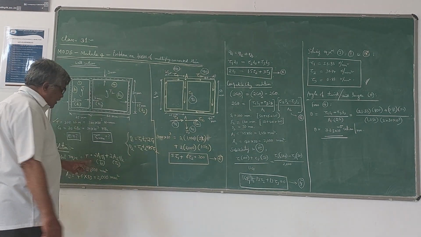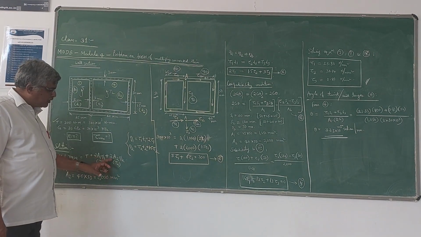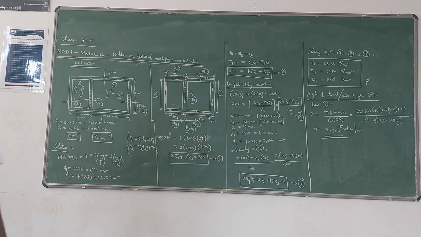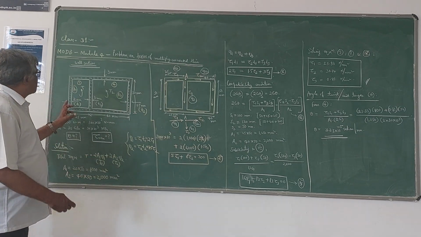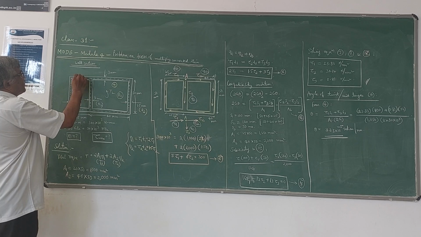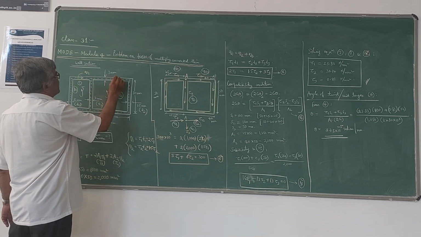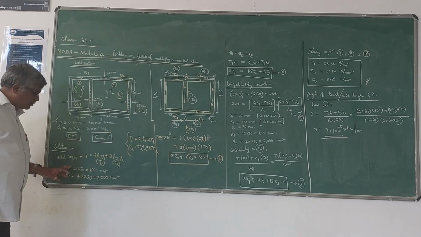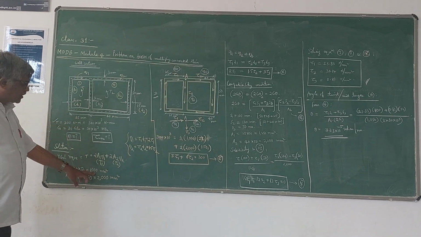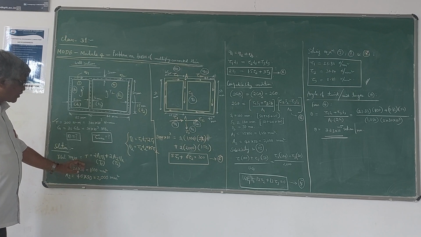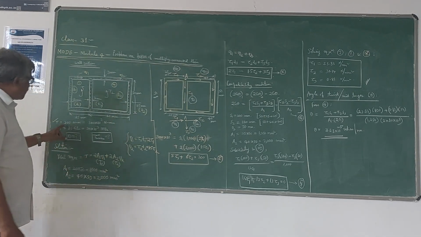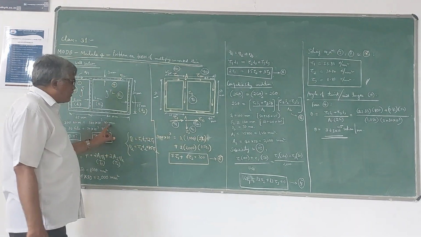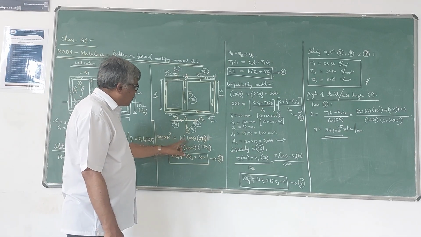So we know that T1 is 2A1q1 and T2 is 2A2q2, because T is 2Aq. We know that relationship. Now here there are two shear flows. q1 is the shear flow in this first cell, whereas q2 is the shear flow in the second cell. Here A1 is 1000 and A2 is 2000. If you substitute in this equation, total torque is given, so 300 into 10 cube Newton millimeter is the value of T, equal to 2 into A1.